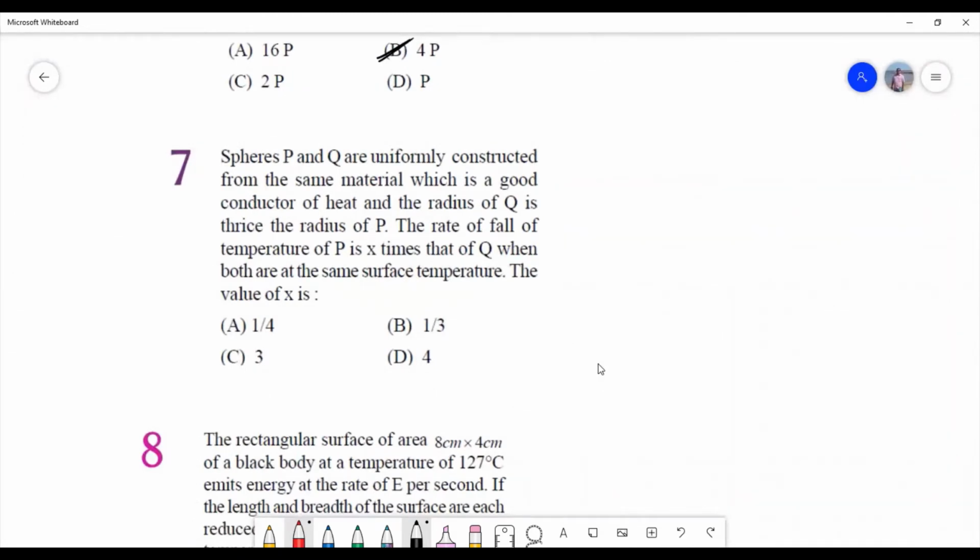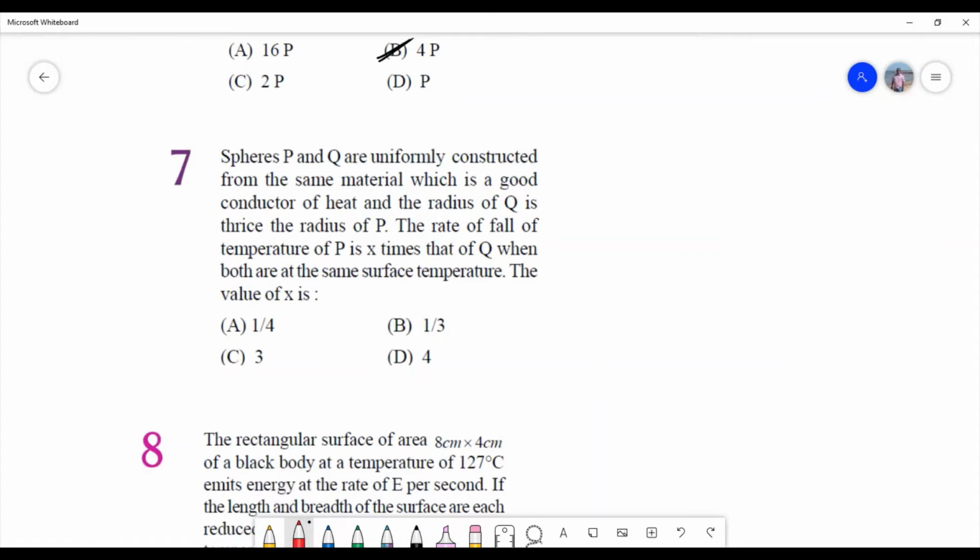Here spheres P and Q are uniformly constructed from the same material, which is a good conductor of heat, and the radius of Q is thrice the radius of P. The rate of fall of temperature of P is x times that of Q, when both are at the same surface temperature. So the value of x is?